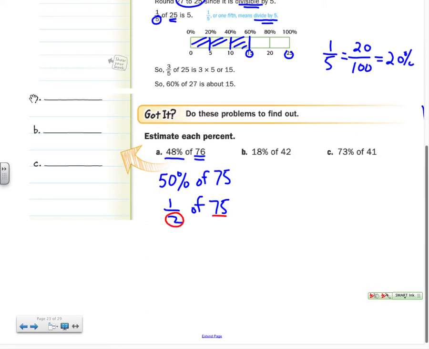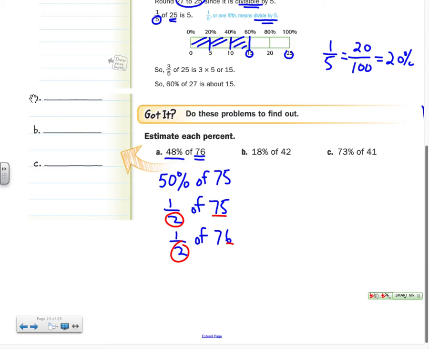So I'm going to try a different number rather than 75. What about 1/2 of 76? I'll just keep it at 76. I know 2 goes into 76 evenly because it's an even number. So I'll let you finish that.